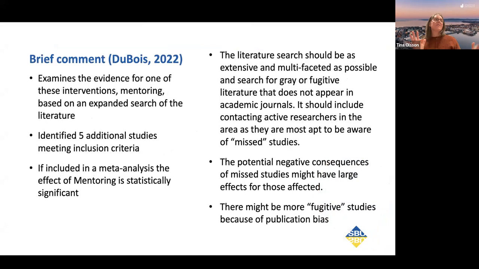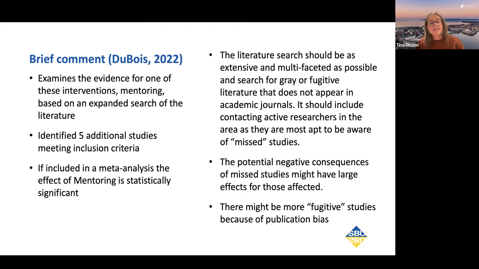The brief comment was interested in looking at one area of interventions that was included in our review, and this group of interventions were mentoring interventions. And what the author did in their comment was they expanded the search to include additional databases that we did not include in our search. And 5 additional studies, according to the author, were found that met our inclusion criteria.